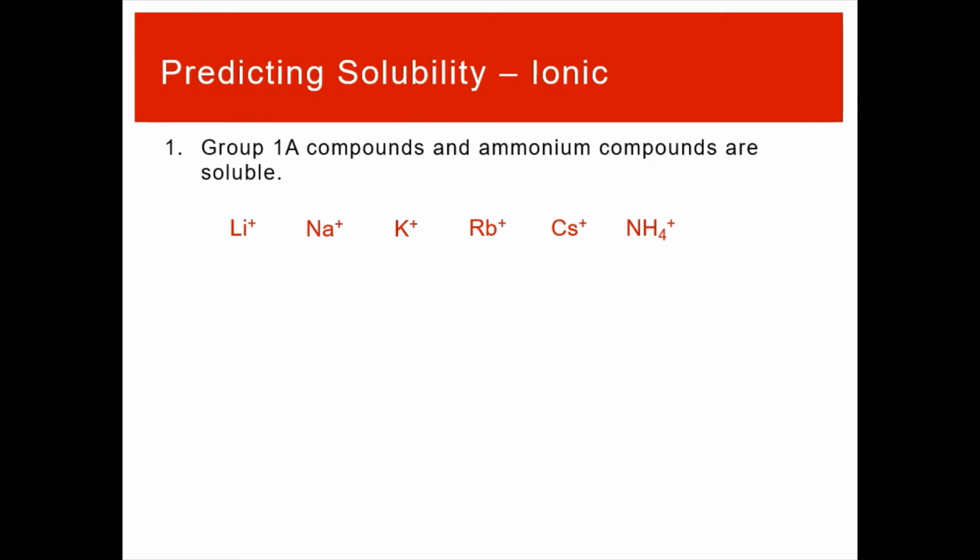Rule 1. Group 1A compounds and ammonium compounds are soluble. Group 1A is my alkali metals. So any ionic compound containing an alkali metal or ammonium, hey, that was why we learned it, is going to be soluble. So anything that contains ammonium, and then group 1A: lithium, sodium, potassium, rubidium, cesium. Those ions are always going to indicate that it's a soluble compound. Again, it doesn't matter what the anion is. These things are going to be soluble.